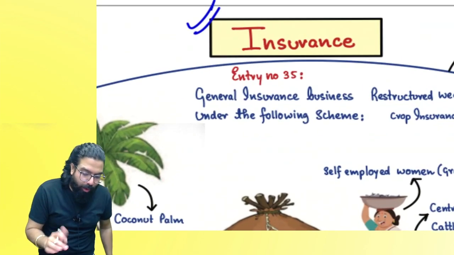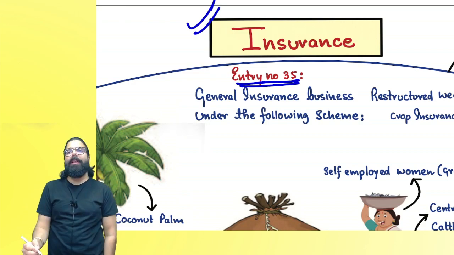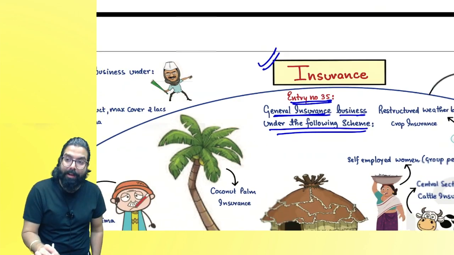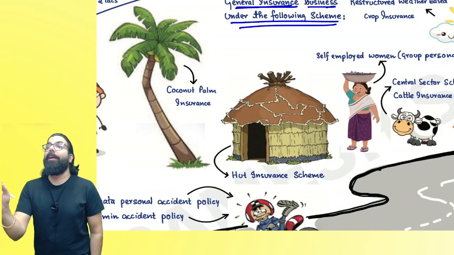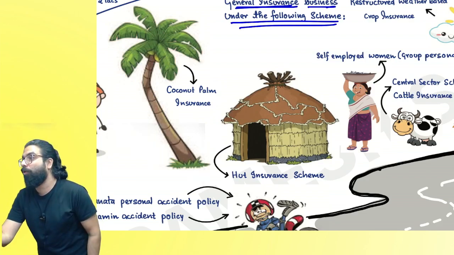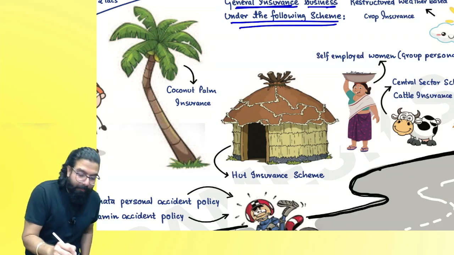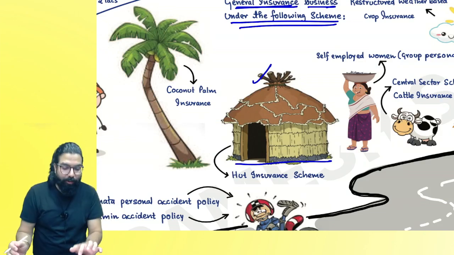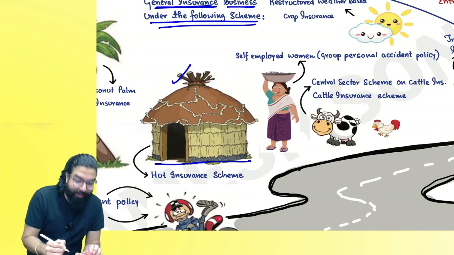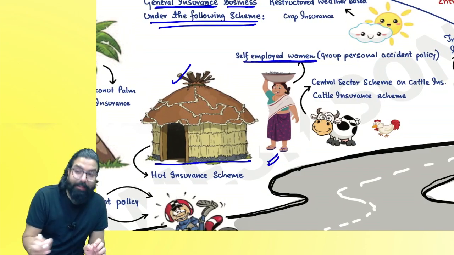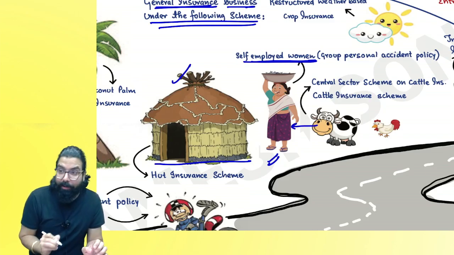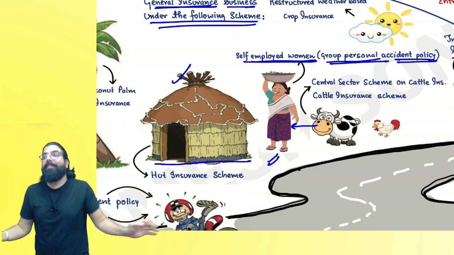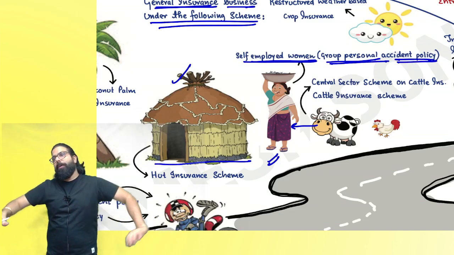Everyone over here now. The next one is entry number 35. They have told entry number 35, general insurance business under the following scheme. Means if general insurance business is sold under what scheme, everyone? General insurance means it is not life insurance. General insurance sold is hut insurance. Government is selling hut insurance at a small premium. Why charge GST on hut insurance? Now, this hut might be where this lady is staying. This lady is a self-employed woman. What if this bull comes and hits? Correct or not? So, for a self-employed woman, group personal accident policy, GST will not come on the group personal accident policy.